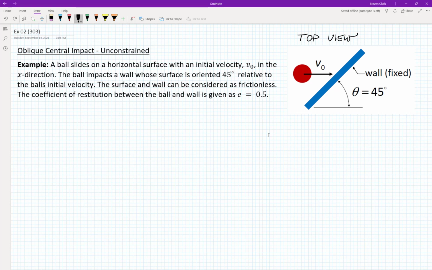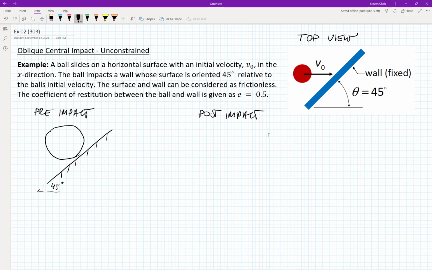So I'm going to start with a drawing. I'm just going to show what happens before the impact and after the impact. In here we have that wall. This angle is 45 degrees, and that wall is fixed. Our particle is about to hit the wall, and here we have our line of impact. It will be perpendicular to the surface. This is our line of impact.